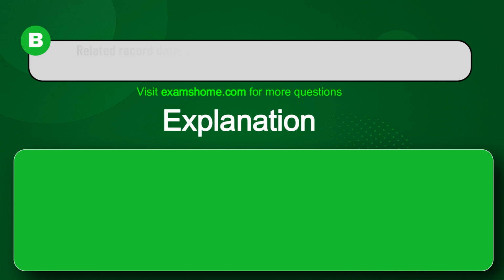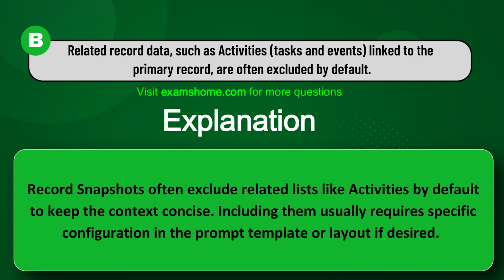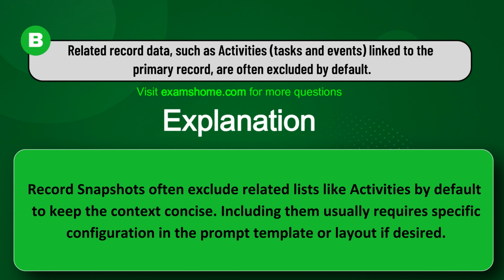Correct answer: B. Record snapshots often exclude related lists like activities by default to keep the context concise. Including them usually requires specific configuration in the prompt template or layout if desired.